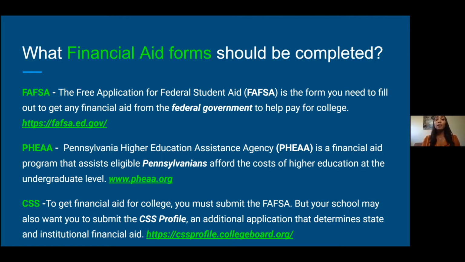The next form is the CSS. Not a lot of students know about this. The CSS profile is a form that some colleges will have you fill out in addition to the free application for federal student aid. So this is an additional form. Some colleges want additional financial information to give you money to go to that school, okay? Where do you find this CSS profile? You will go to cssprofile.collegeboard.org.